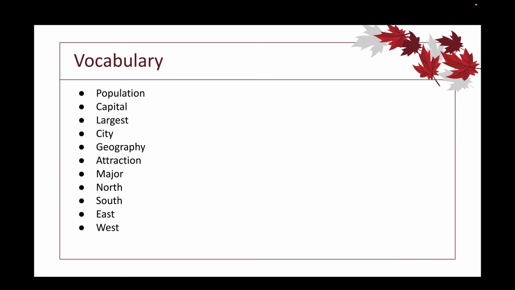So some vocabulary words that are worthwhile knowing for talking about Canadian geography. We have population, capital, largest, city, geography, attraction, major, north, south, east, and west.